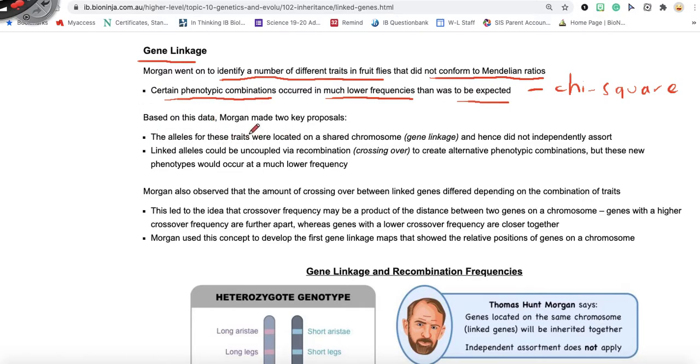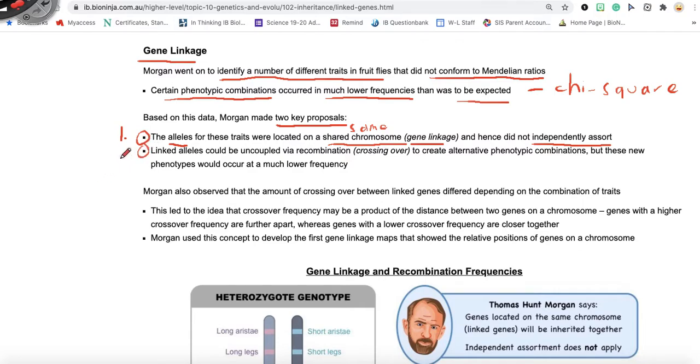So after he ran his experiments for a period of 10 years, I mean, this was not something that he did once, right? He made two key proposals, and these are important here. One, that the alleles for these traits were located on shared chromosomes, so on the same chromosomes, just what we've been saying since the beginning. So if the alleles are on the same chromosomes, they are linked, and they do not independently assort because they happen to be on the same chromosome, unlike what Mendel saw.